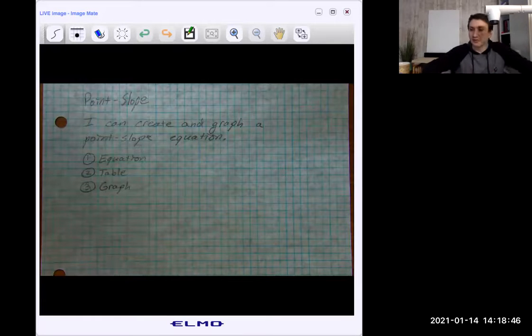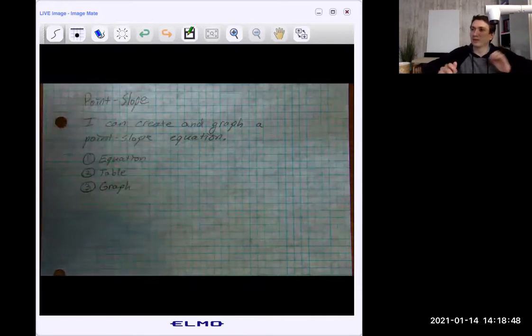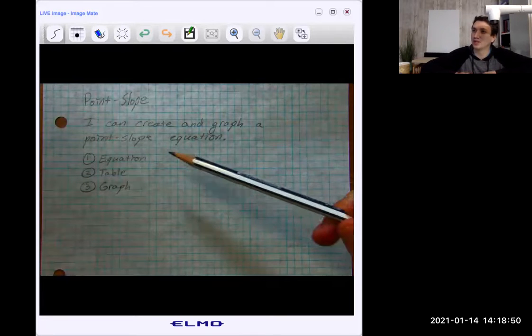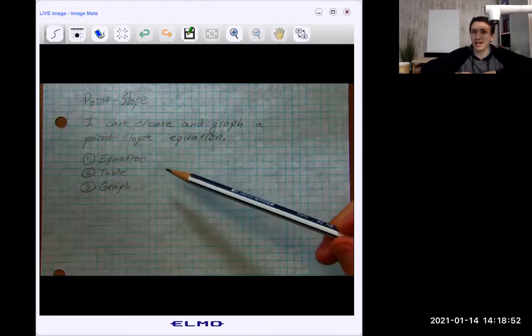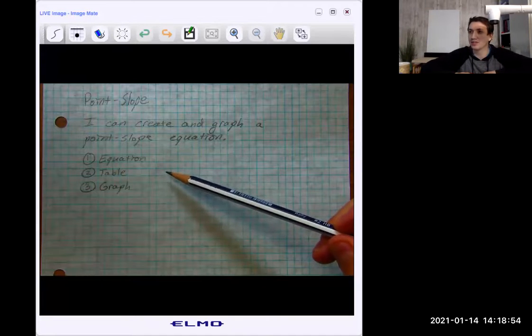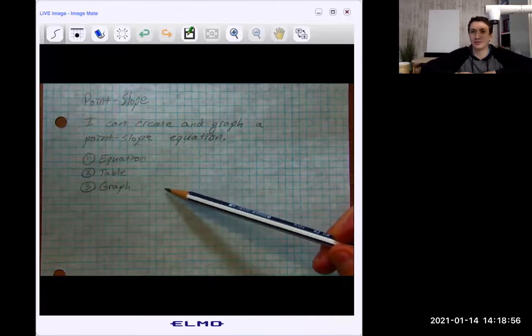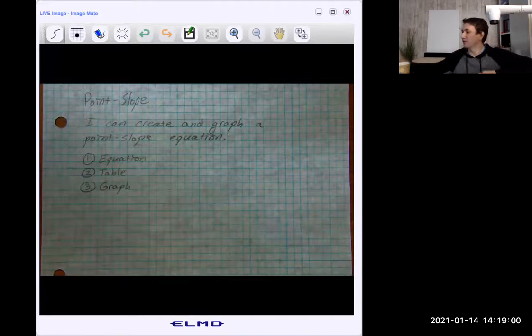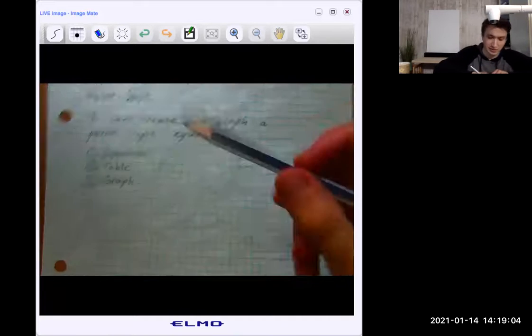So with these problems, there's three things we want to be able to do. We want to be able to create an equation, create a table using that equation, and then use that table to graph our point-slope equations, okay? So let's get right into it. Let's look at some examples. And let's go with this one first.